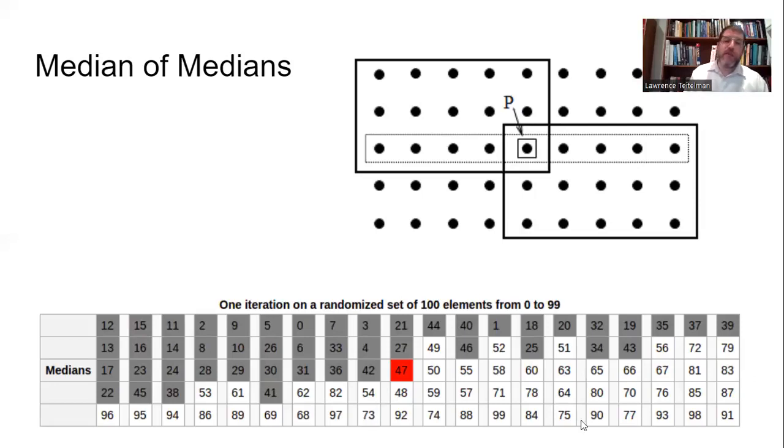So that's this 47. Now, can someone tell me, that 47, that's our median of medians after the recursion is all done. Is that the actual median? No. How do you know that? Not necessarily. You know it isn't. Why not?